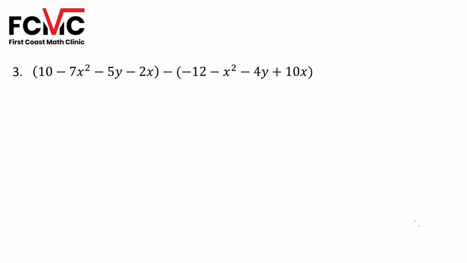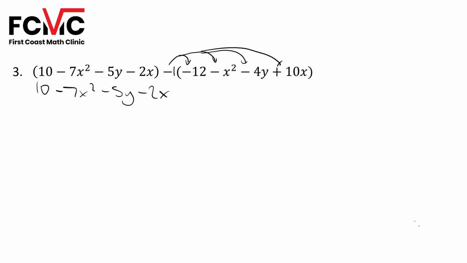Number 3, we've got 10 minus 7x to the second minus 5y minus 2x minus the quantity negative 12 minus x squared minus 4y plus 10x. So again, starting the same way, make this a -1. We'll distribute that -1 to get rid of our parentheses. So I'll start by just bringing down our first set of terms.